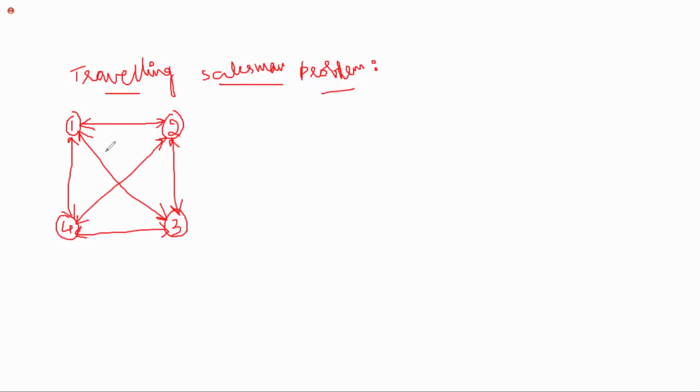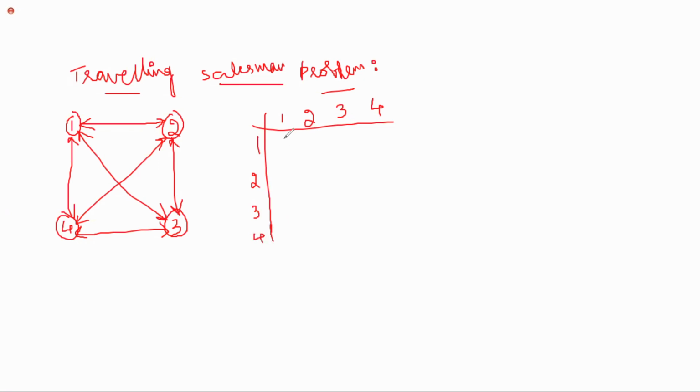From 1 to all the vertices there are edges. From 2 to all the vertices I have edges. From 3 to all, 4 to all. This is nothing but the given problem. Okay. 1, 2, 3, and 4. Here also 1, 2, 3.